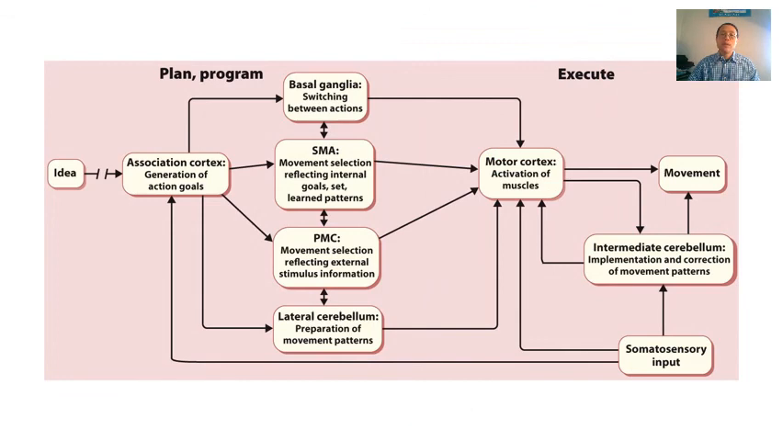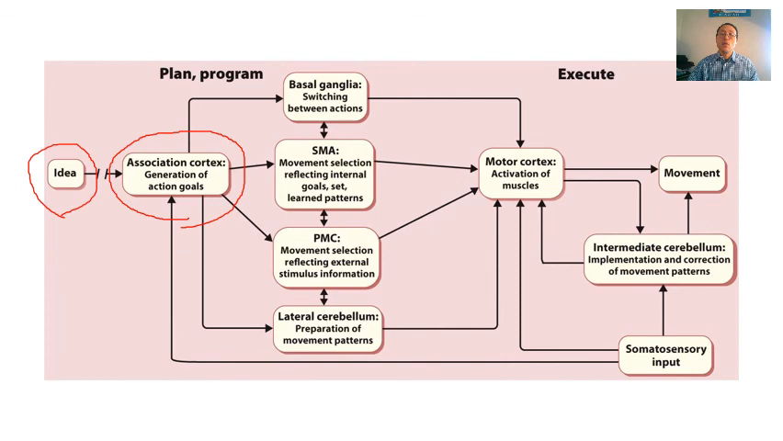Now, this is basically the functional architecture of the motor system, and it just sums up everything. You initiate with an idea, and these ideas are generated by the association cortex. If the initial idea is very goal oriented, it comes from the dorsolateral prefrontal cortex, and if it is environmentally driven, it comes from the posterior parietal lobe.